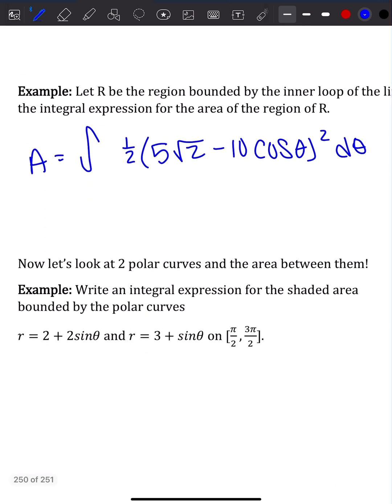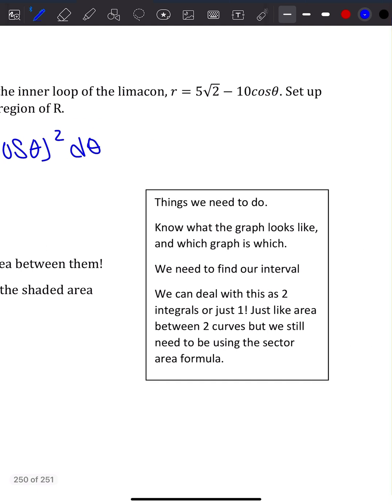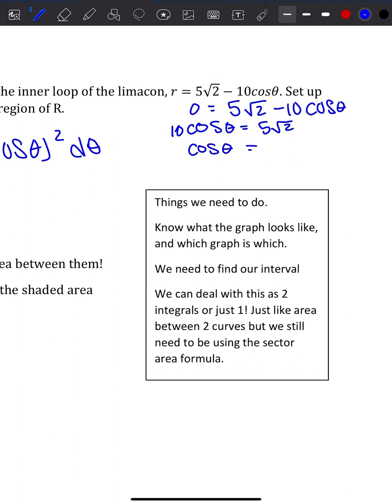I know the start and the stop of this function happens when we hit 0, so I'm going to take 0 and set it equal to 5 square root of 2 minus 10 cosine theta. And then I want to try to get cosine theta by itself. So we have 10 cosine theta is equal to 5 square root of 2, and then we're going to divide both sides by 10. So cosine theta is equal to square root of 2 over 2. 5 divided by 10 is 1/2, so we get the square root of 2 over 2. The square root of 2 over 2 is a unit circle value, so we want to look at when cosine is equal to the square root of 2 over 2.